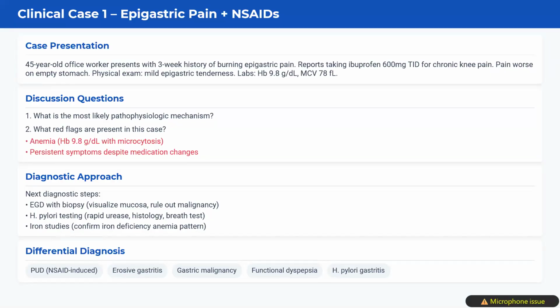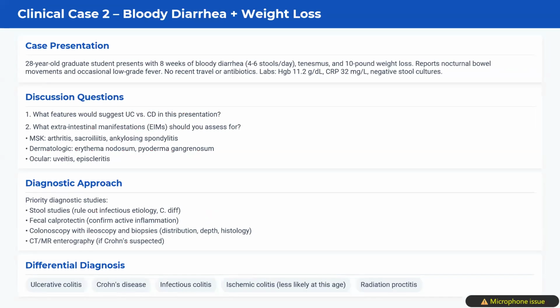These are the case presentations here. So quickly, this is a 45-year-old male office worker with a 3-week history of burning epigastric pain, taking ibuprofen, and the pain pattern is worse on an empty stomach. So that is describing to you the classic duodenal ulcer signature. And there are the labs, microcytic iron deficiency anemia. So benign abdominal exam does not rule out bleeding. It could be slow and chronic, and it can occur without melena. And those are the differentials to consider.